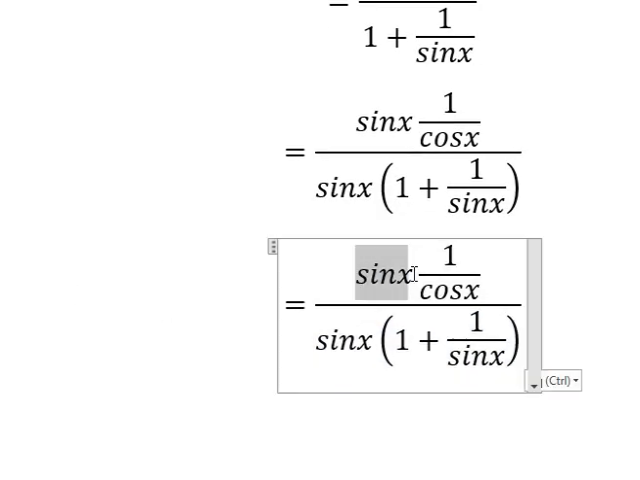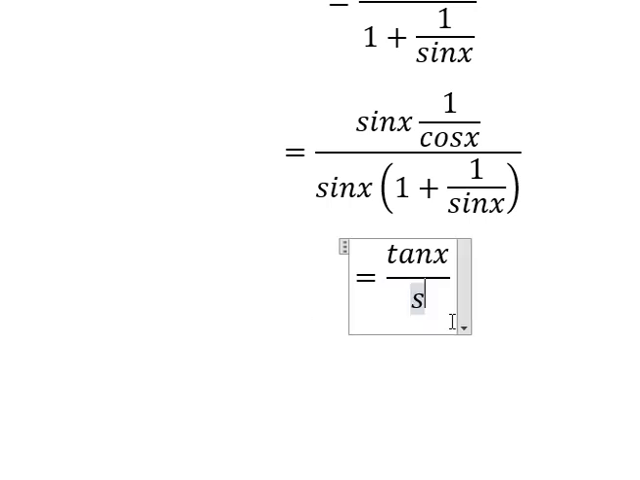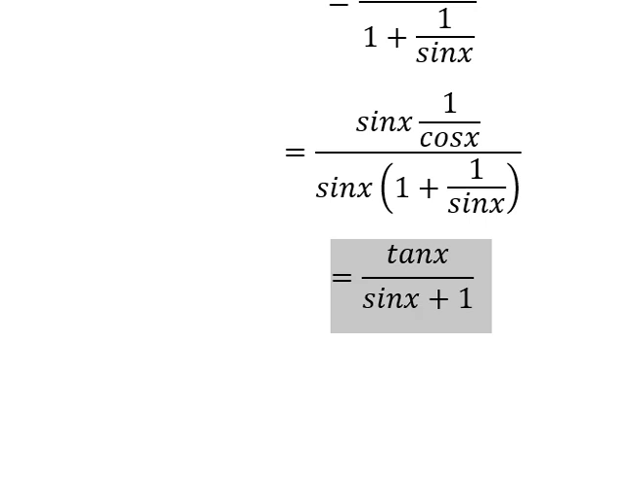So we know that sine x over cosine x is tan x. Sine x multiplied by this one and this one, we have sine x plus 1. And this is the final answer.